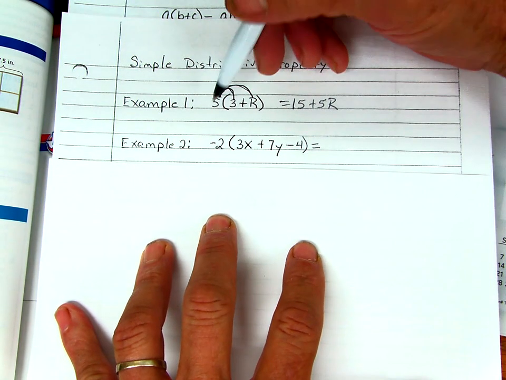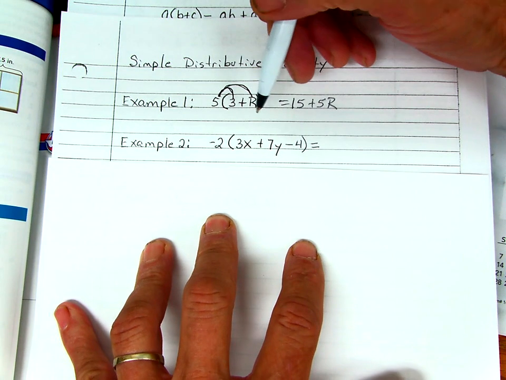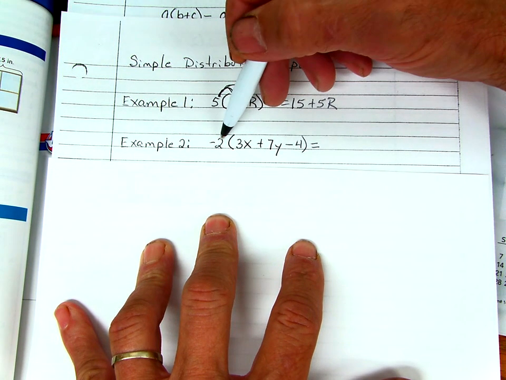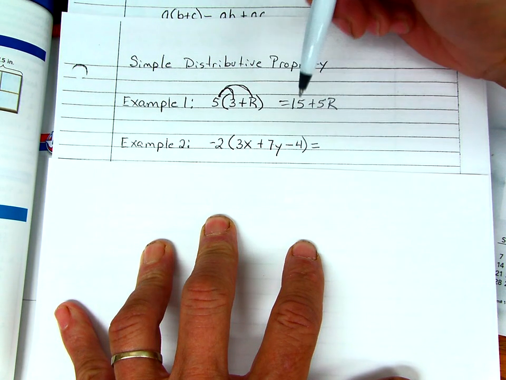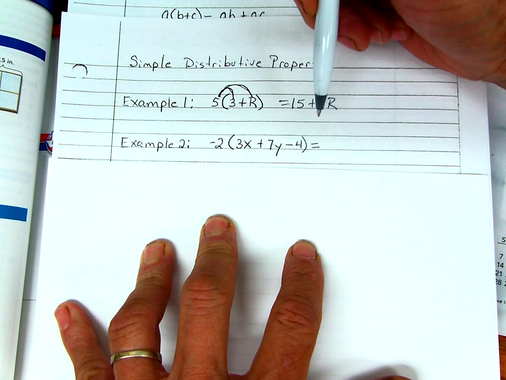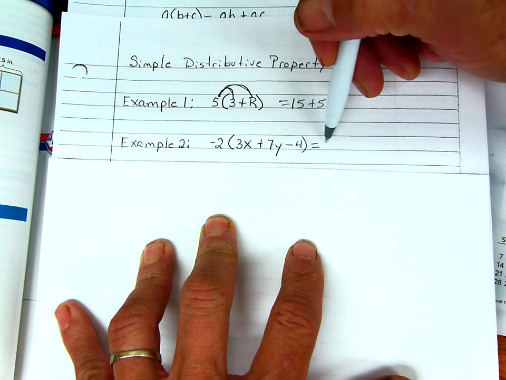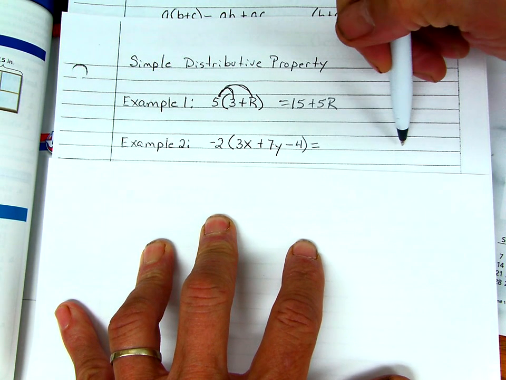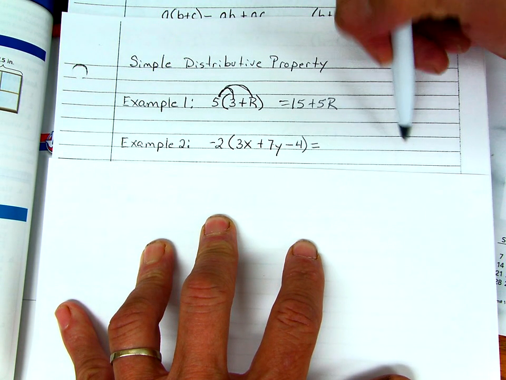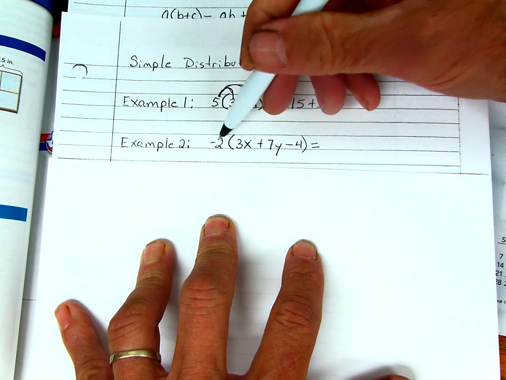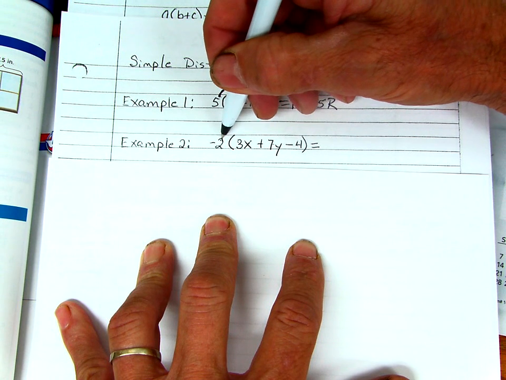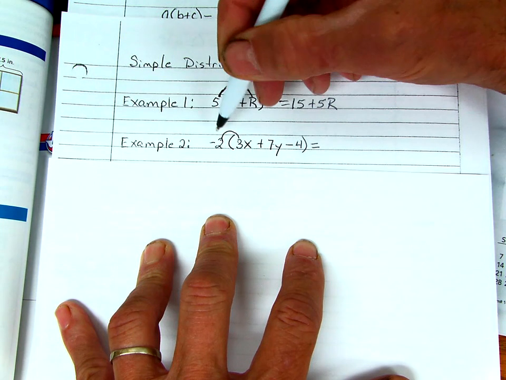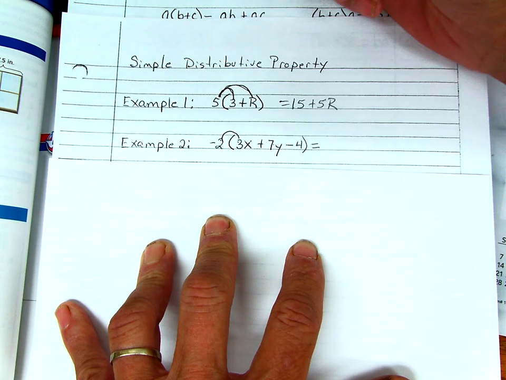All right, let's look at another example. Now watch as I do this. I've got one number being multiplied to 3 terms. 1 times 3 is 3. That means I should write out in my final expression 3 different terms. 1 times 3. Right, here's the first one. Negative 2 times 3x.